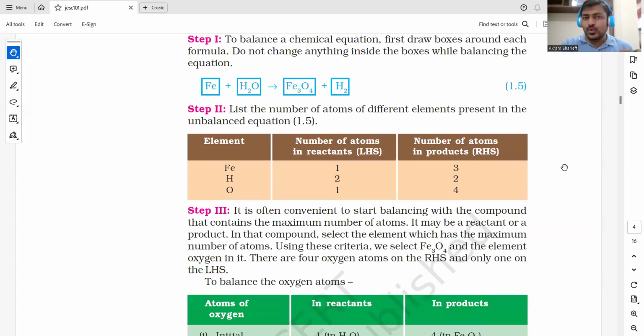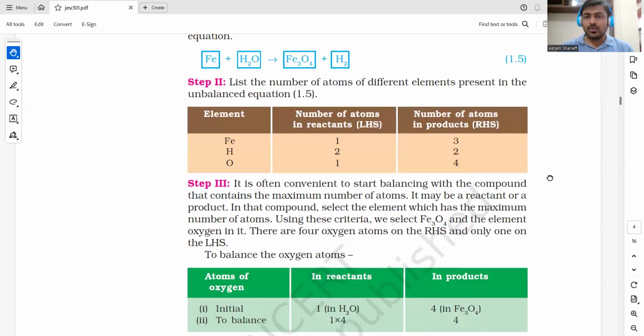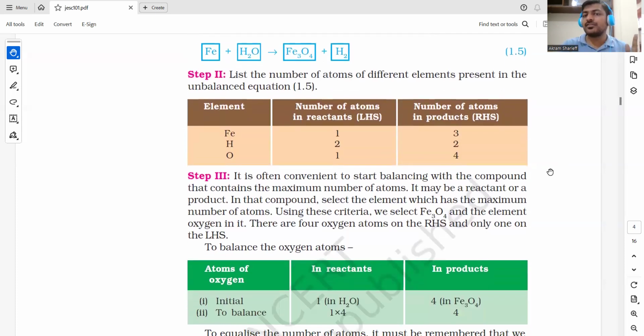Second, we are coming to hydrogen. 2 atoms of hydrogen are there on the reactant side. 2 atoms are there on the product side. Pretty much balanced. Oxygen, there is 1 atom of oxygen in the reactant, but there are 4 atoms of oxygen in the product. So it is unbalanced. So now, shall I first balance iron or shall I first balance oxygen? This is my first dilemma that comes to my mind. So we'll read step 3 for that. It is often convenient to start balancing with a compound that contains the maximum number of atoms. It may be a reactant or a product. In that compound, select the element which has the maximum number of atoms.